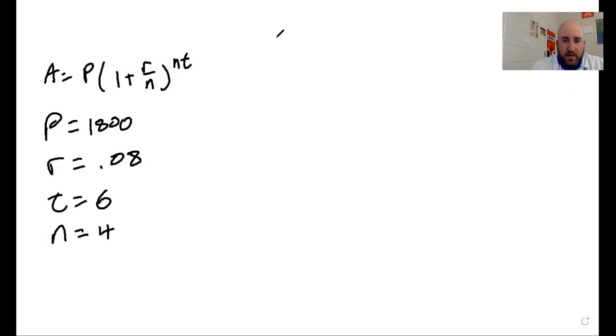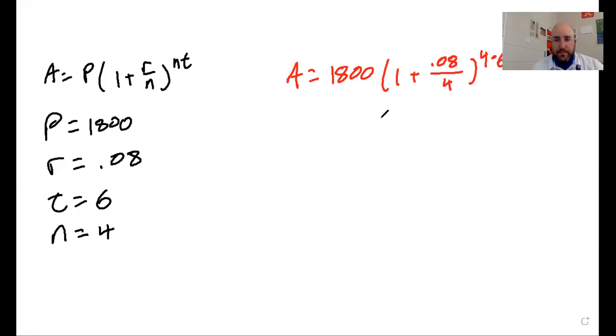All right. So again, for the compound interest, this is what I need to see. You don't necessarily have to write this, but I need to see this: A equals 1,800 times 1 plus 0.08 divided by 4, to the 4 times 6 power. So I need to see that. And again, there are 2 different ways to punch it in your calculator.